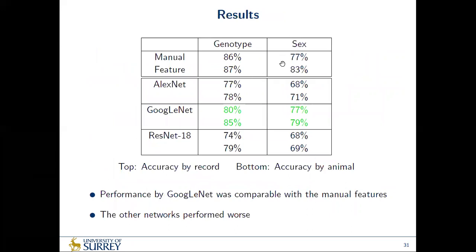So these are the results previously obtained for genotype and sex. And the best results for the deep neural network were with GoogleNet. And these are roughly comparable, just slightly worse than with manual features, but broadly comparable. But the other two networks, AlexNet and ResNet-18, performed worse.